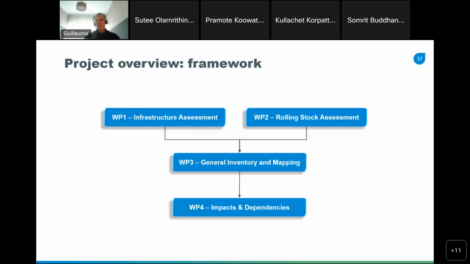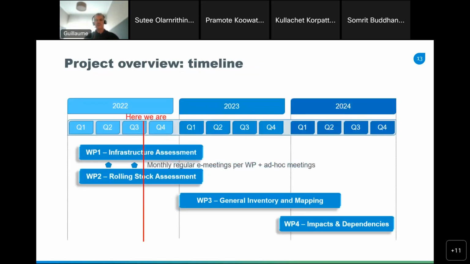Then when WP1 and WP2 are finalized, we will enter a third step, which is work package 3, a general inventory and the mapping with the AI methods and the industrial tools. And when it is finalized, we will enter the last work package, which is on impacts, as I said, on telecom infrastructure and the dependencies with some other things. But I will go deeper into these work packages.